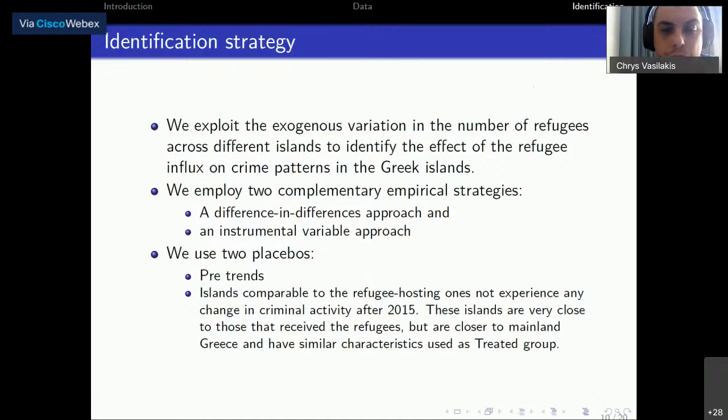For robustness of our results, we use two placebos. The first one is pretrends. We see that on exposed and unexposed islands, the crime rates remain the same. And also we try a placebo treatment: we consider islands comparable to the refugee-hosting ones as a treatment group, and we see that these islands don't have any increase in the crime rate.